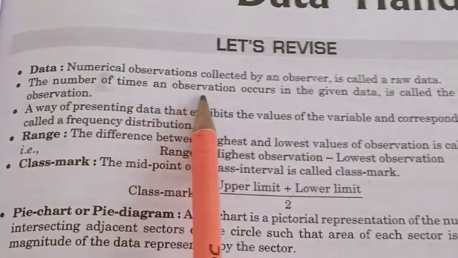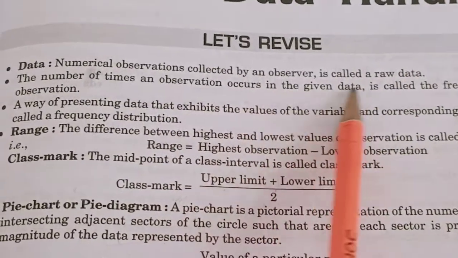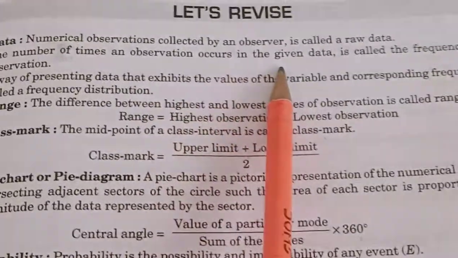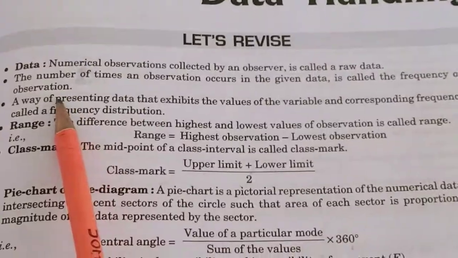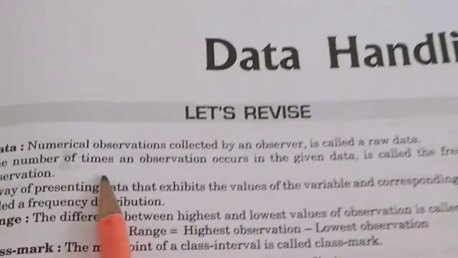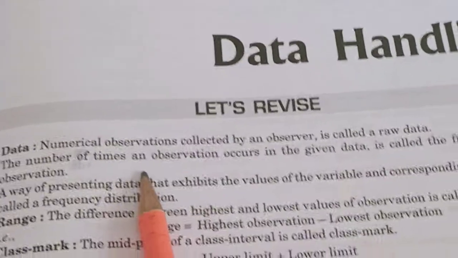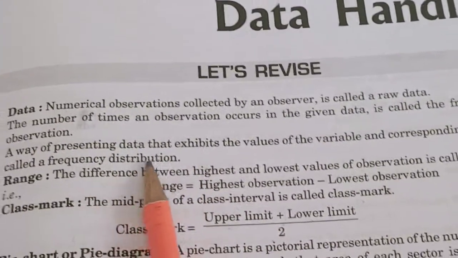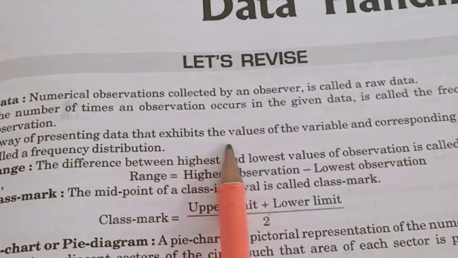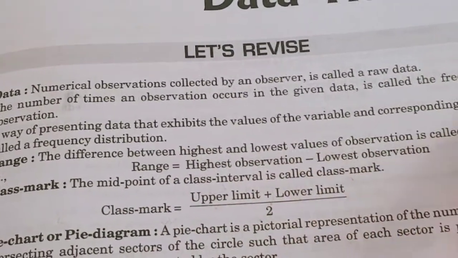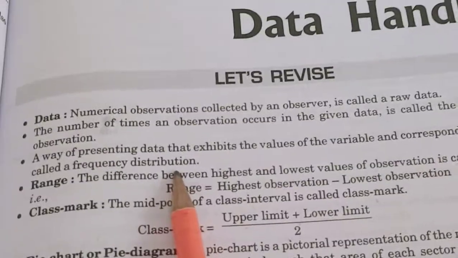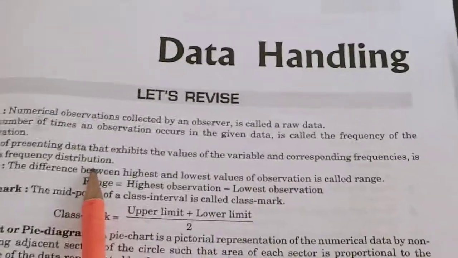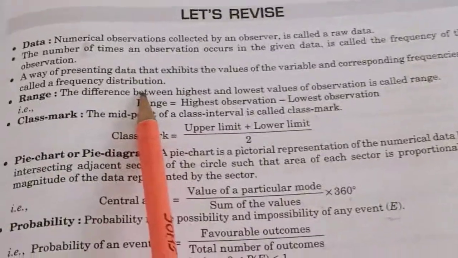Data is the numerical observation collected by an observer, called raw data. The number of times an observation occurs in a given data is called the frequency of the observation. Means in the given data, how many times that number is coming is known as frequency. A way of presenting data that exhibits the value of the variable and the corresponding frequency is called frequency distribution. And we always show the frequency distribution in the form of a table, means tabular form.